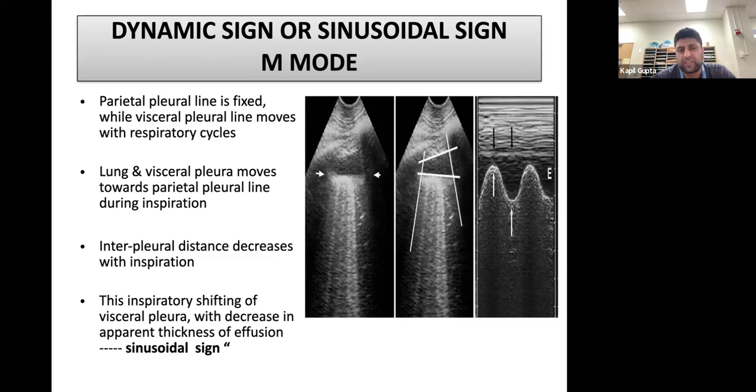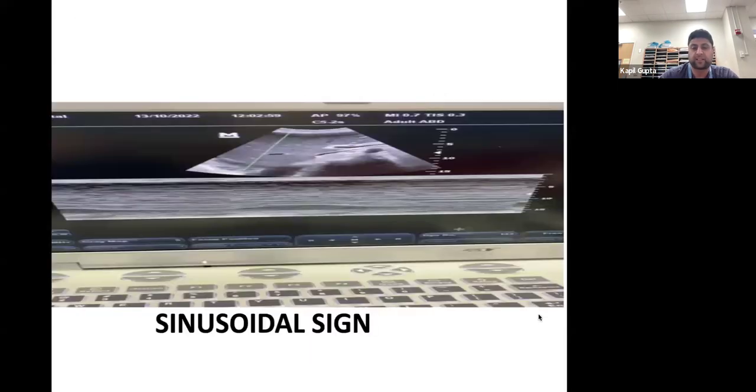What we see is the dynamic sign or the sinusoidal sign. What is that? On the right side of the picture, we will see that in the M mode, there is this visceral pleura, which is abutting the lung. It moves towards the parietal pleura during inspiration. And this inspiratory shifting of visceral pleura with decrease in apparent thickening of effusion is known as sinusoidal sign.